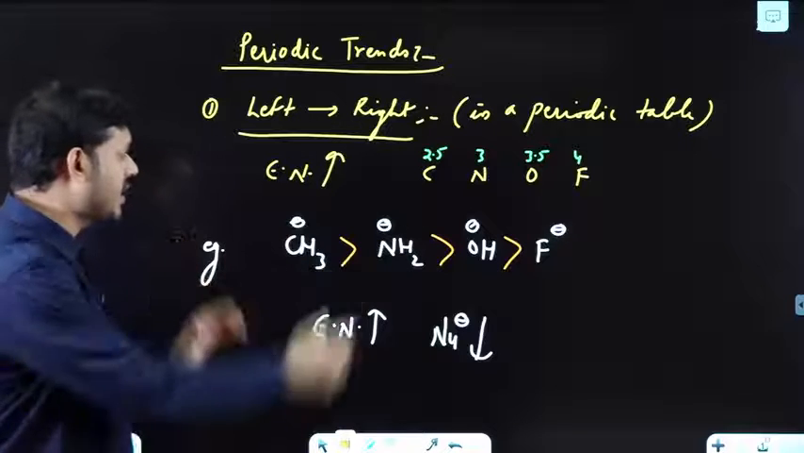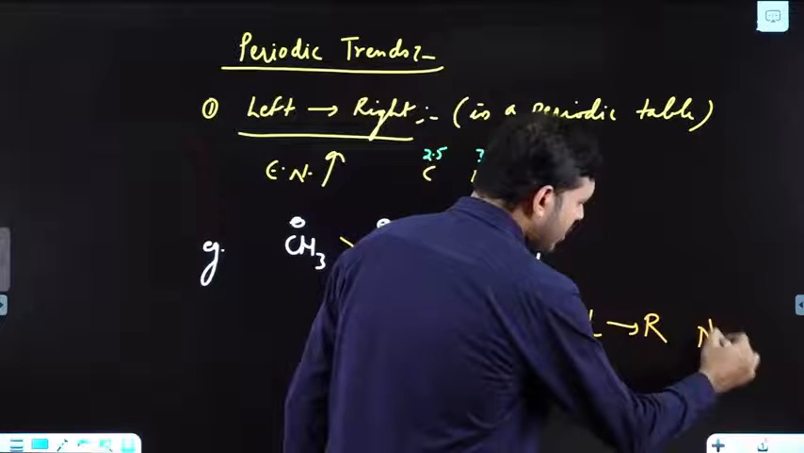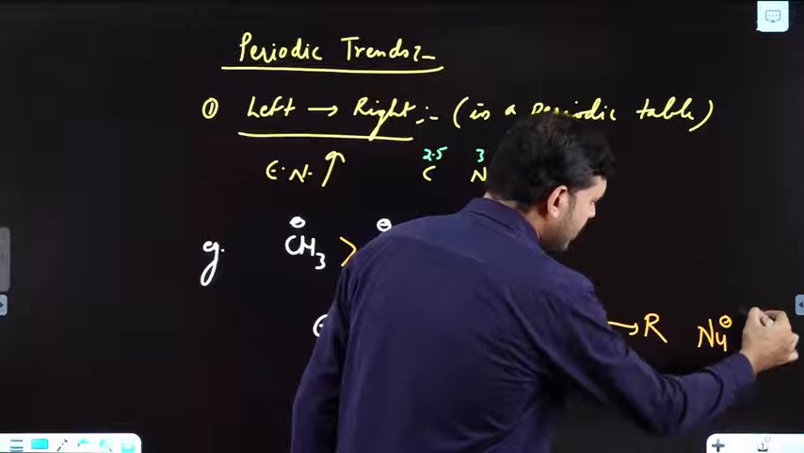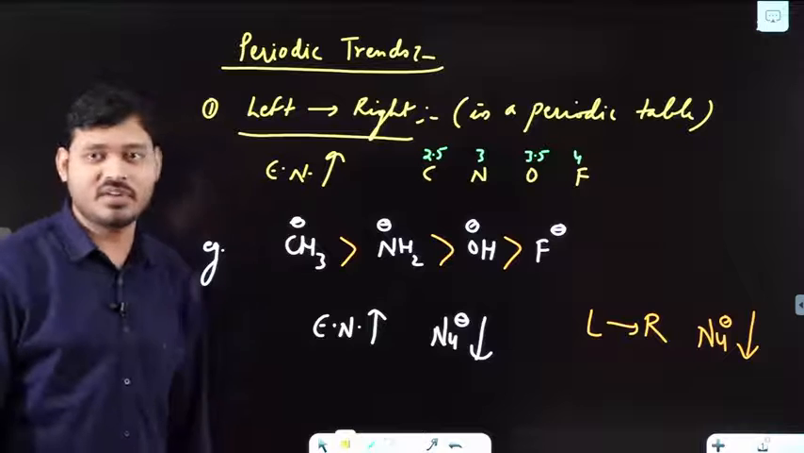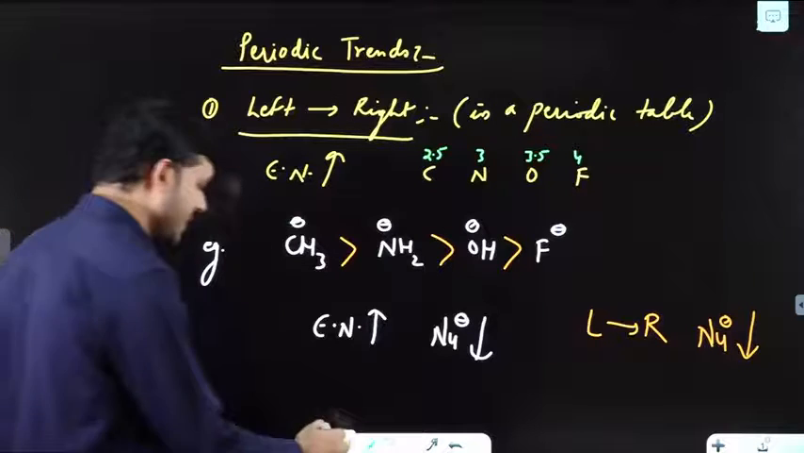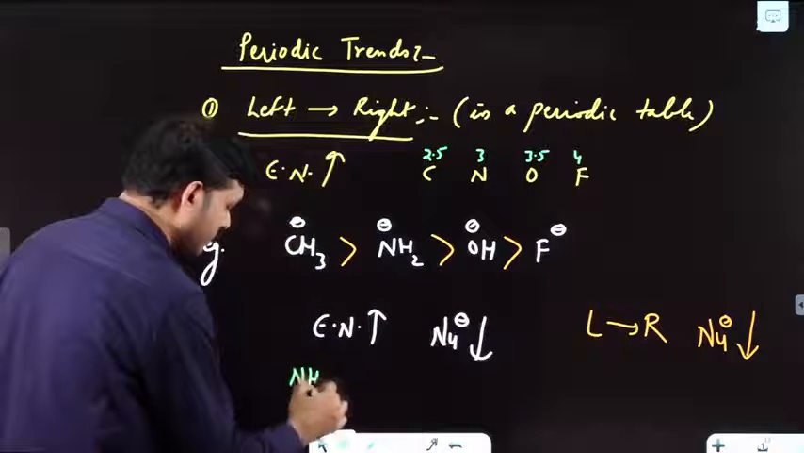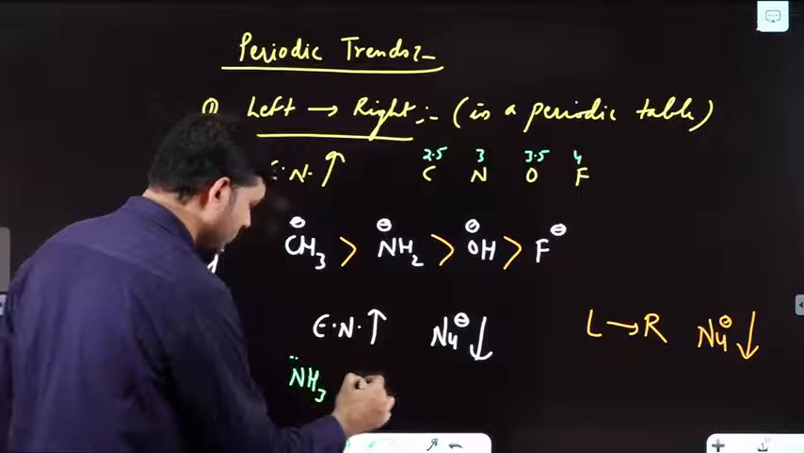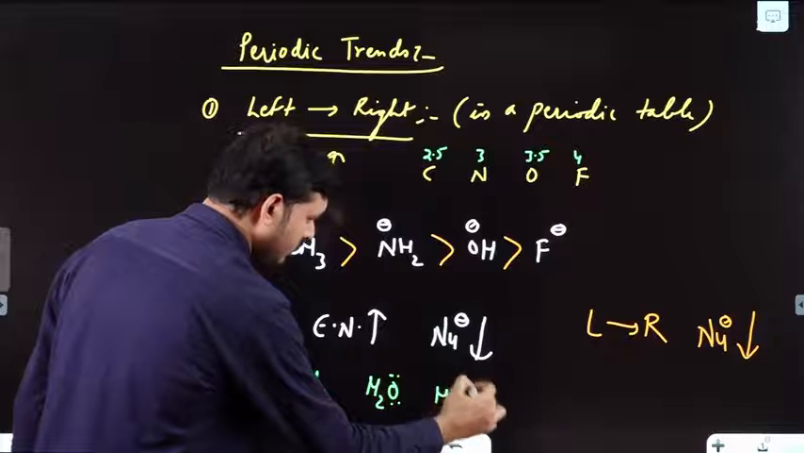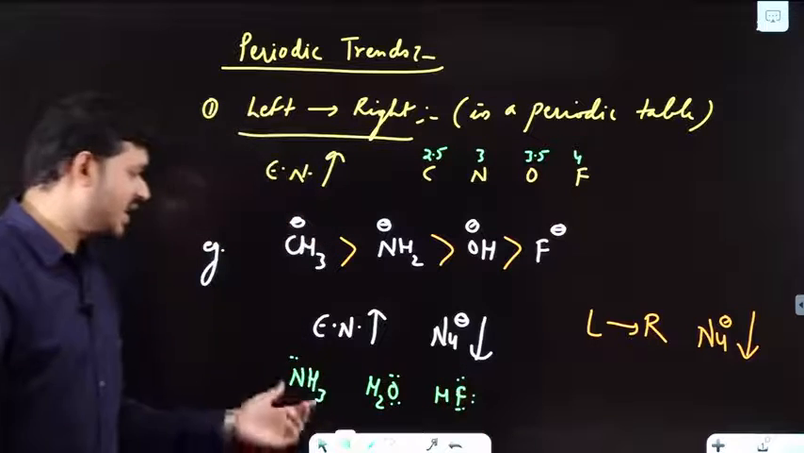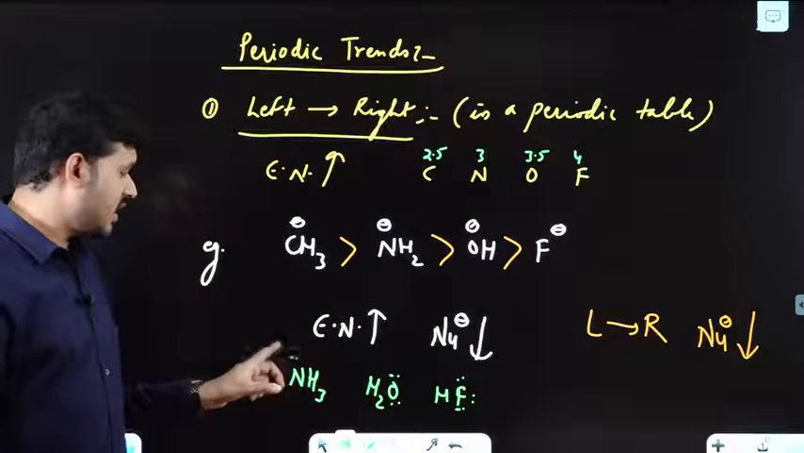So on moving left to right, we can simply say nucleophilicity decreases. Why? Because electronegativity increases. I think it is clear to everyone. If I have to take one more example, I can say NH3, H2O, HF. Now dear students, simply you can understand here, it is having 1 lone pair, 2 lone pair, 3 lone pair.